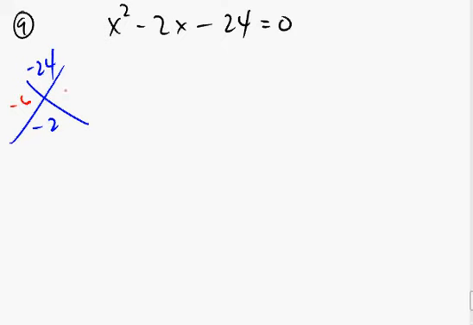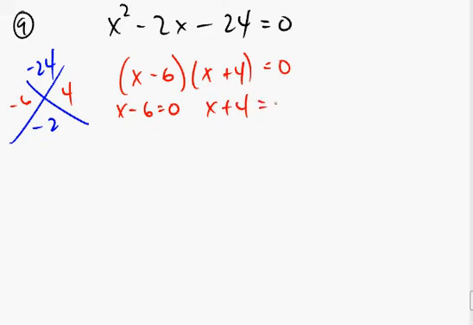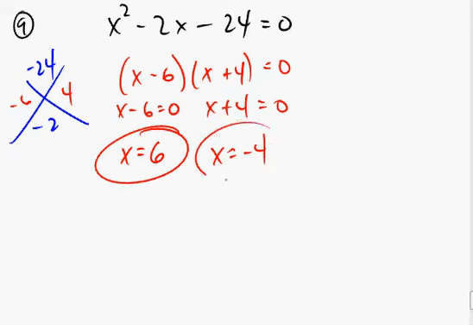-6 and 4, that's right. So the zero product property comes in, looks like that. So x equals 6 and negative 4, right? Okay. That is, which one?